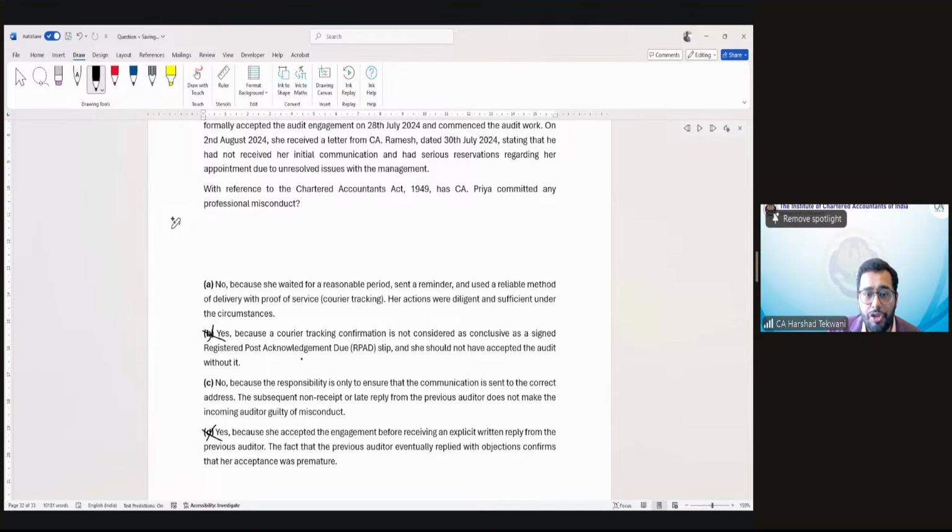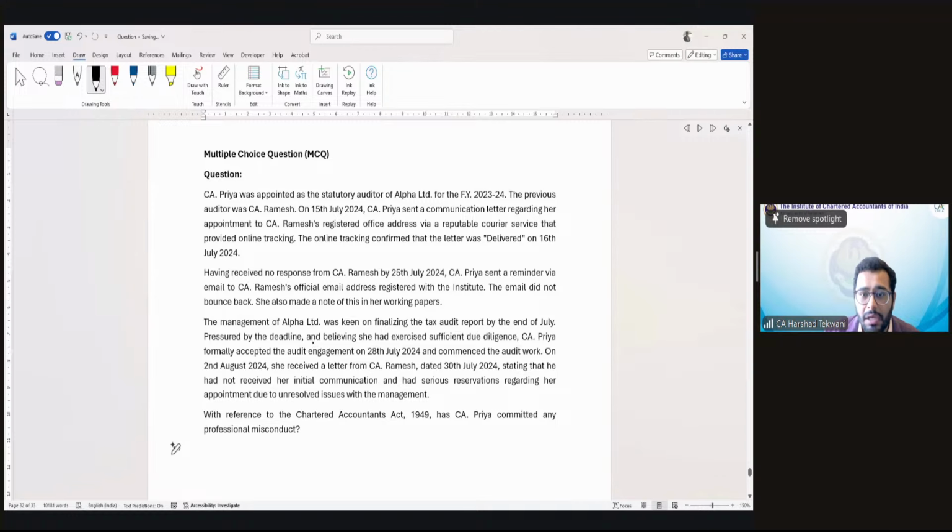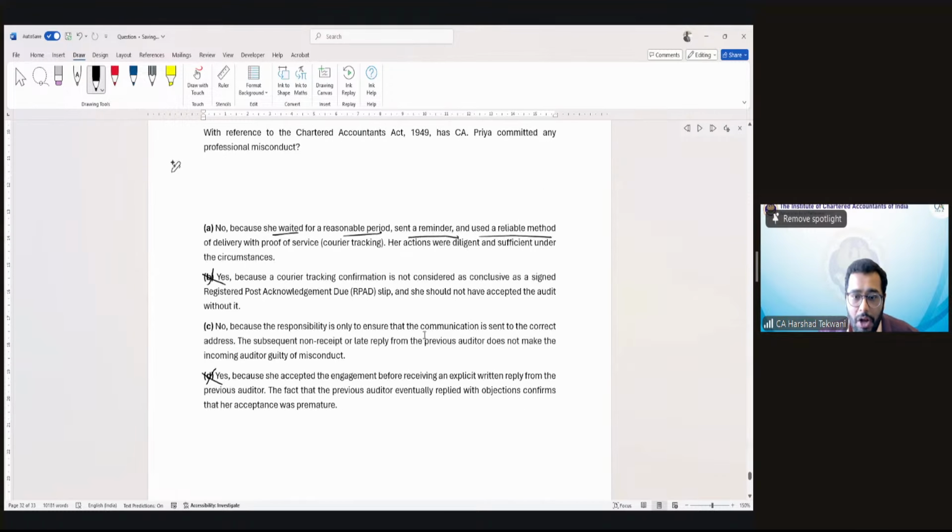So A talks about how she waited for a reasonable period, sent a reminder, used a reliable method. And here, if you see with the given dates, 15th July was the date when the first letter was sent. 25th July was the date when the reminder was sent. On 28th July, after not receiving a reply, she accepted. So she waited for a reasonable period of time. Option C says it was sent to the correct address, and subsequent non-receipt or late reply from the previous auditor does not make the incoming auditor guilty of professional misconduct. It is not the same.